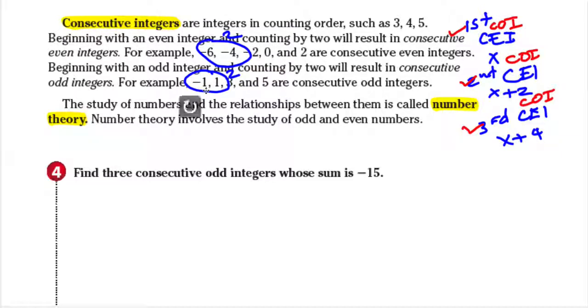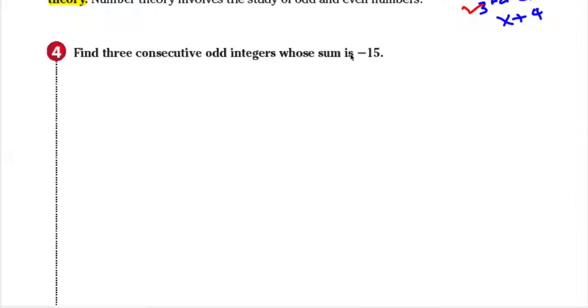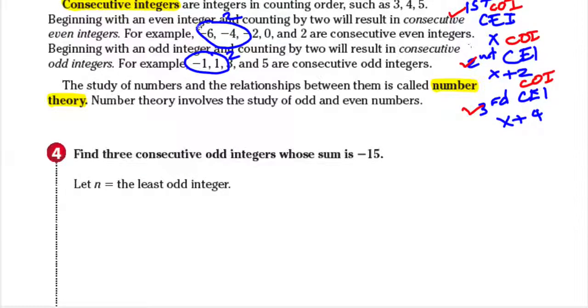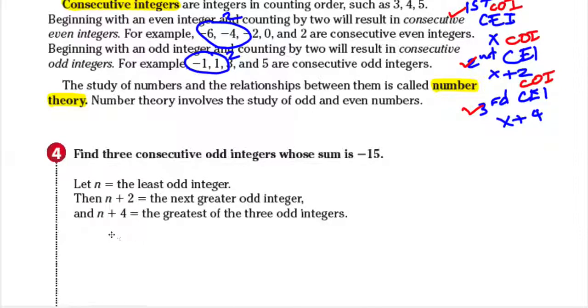Find 3 consecutive odd integers whose sum is negative 15. First things first, we need to create a let statement. Our let statement will be: let n be the least odd integer. So if n is our first consecutive odd integer, or the least odd integer, the next odd integer in terms of n would be n plus 2, just like this one. The next greater odd integer, and the third consecutive odd integer, or the greatest of the 3 odd integers, would be n plus 4.